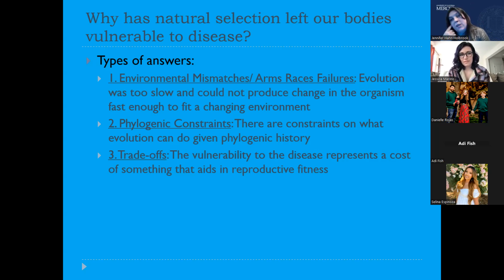Also, arms race failures. This is when organisms reproduce, like COVID or viruses, and they're continually evolving too. Our immune systems are also continually evolving, so there's this kind of arms race between bacteria and viruses and humans. There are also phylogenetic constraints and trade-offs, which I'll talk about in just a second.